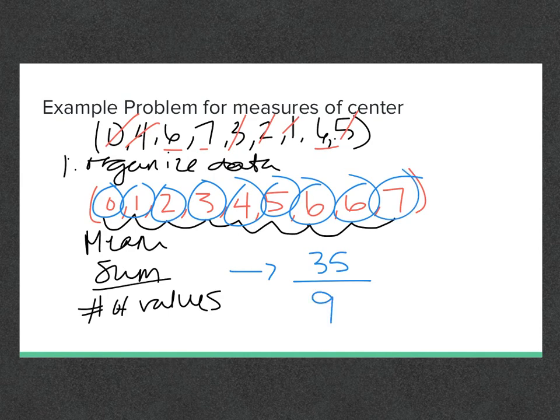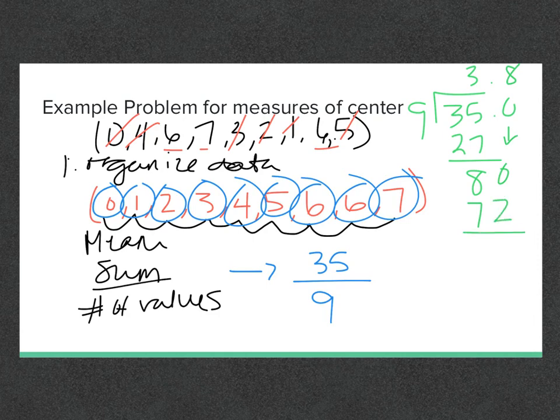So if I take 35 and divide it by 9, well, 9 goes into 35 3 times, that's 27, and we have 8 left over. We can add our 0 in and bring that down. Then 9 goes into 80 8 times, that's 72. And then we have 8 left over, and we can continue to do this, but it's going to be 3.88 repeating, and that's going to be our mean.